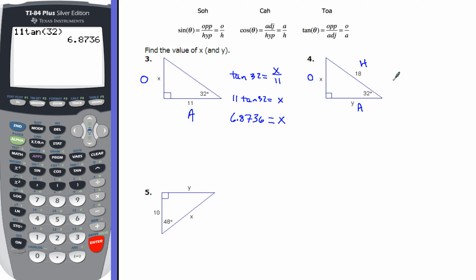So what I'm going to do is first set up, I'm going to find x first. So if I try to find x, I'm dealing with opposite and hypotenuse.